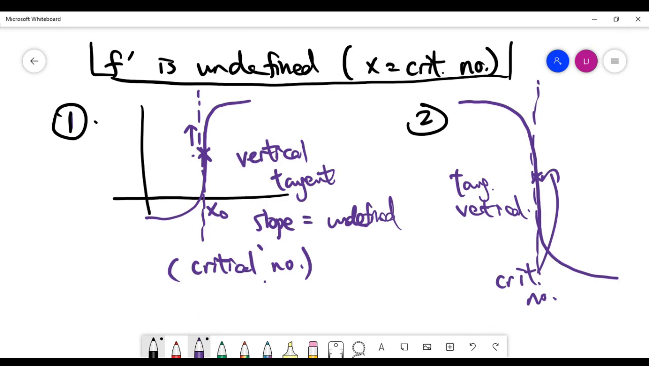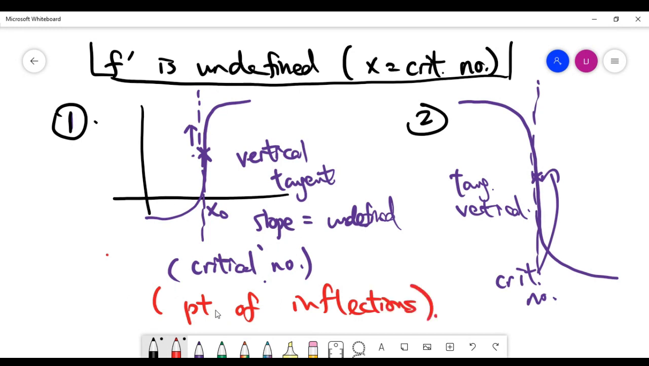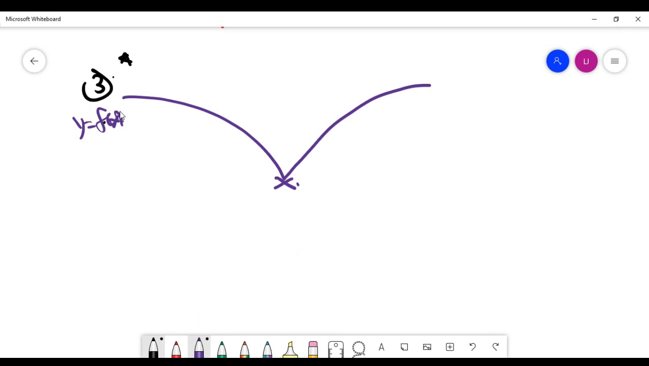And once again, in these two cases, we call these points of inflections. And let's think about if we can get other scenarios such that f prime is undefined. Let's look at this graph, y equals f of x. And you see at around this point, x naught, I hope you can see what's happening.